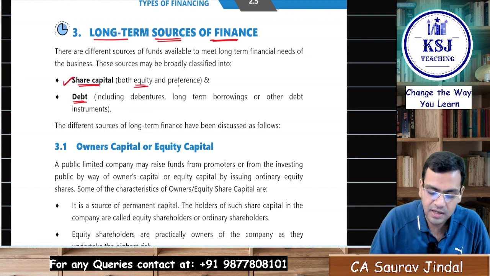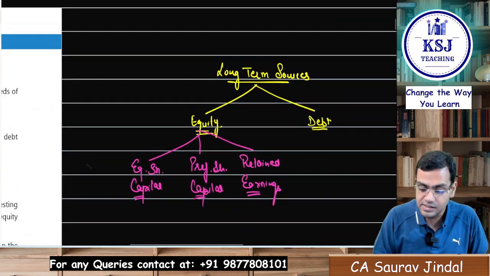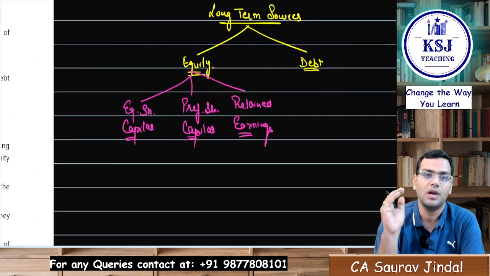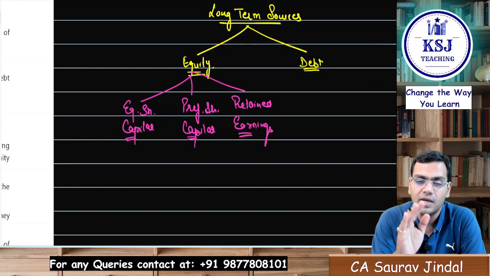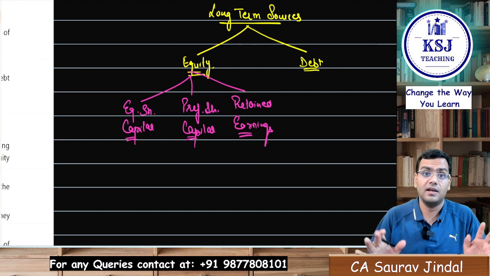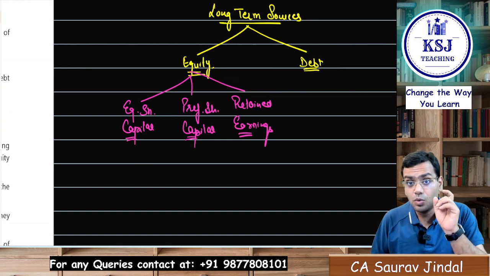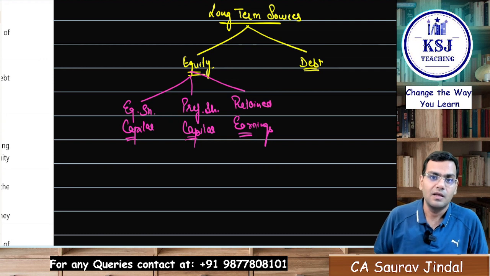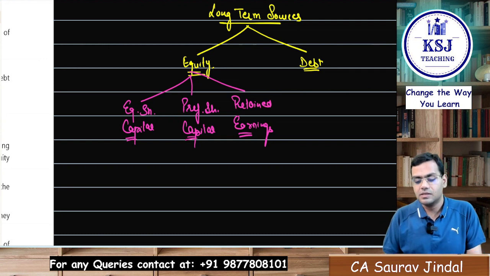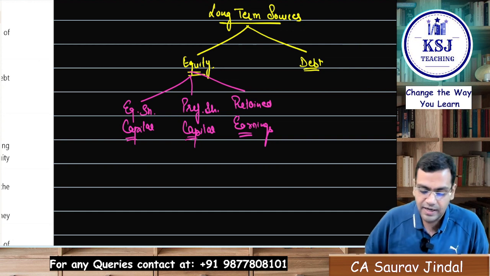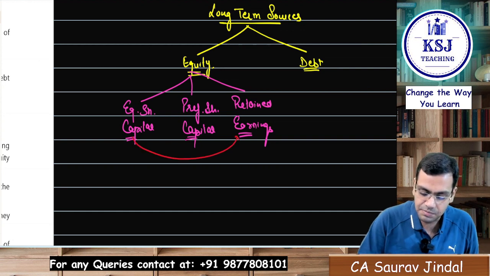Both equity and preference, this is the share capital part, along with the retained earnings, we call it the total equity. Remember, in the chapter of ratio analysis I have explained in detail the difference between only equity and equity share capital, right? When we talk about it, actually retained earnings is a part of equity only, right? It is a part of this part.